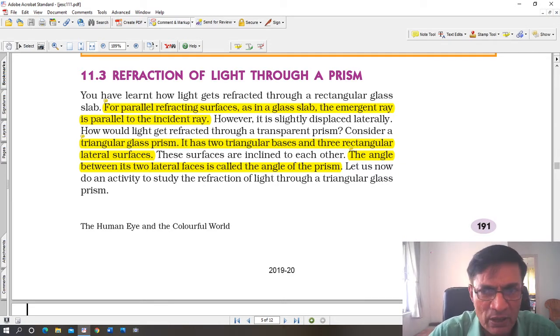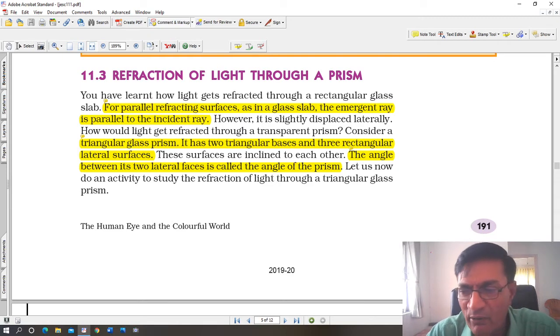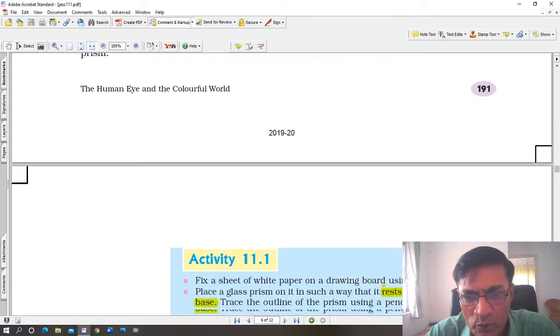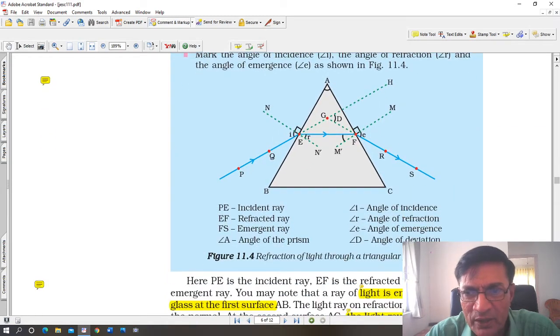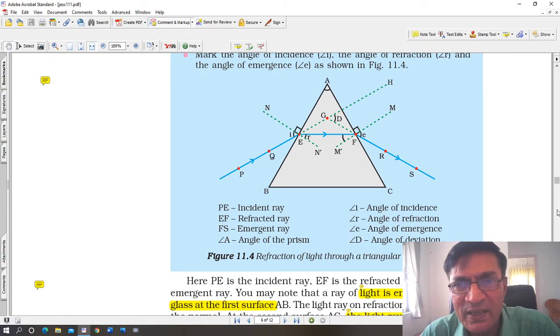We have learned about the glass prism, how refraction takes place through a glass prism. Now just see here, I want to show you this description. Look at this prism. Now what is basically a glass prism?